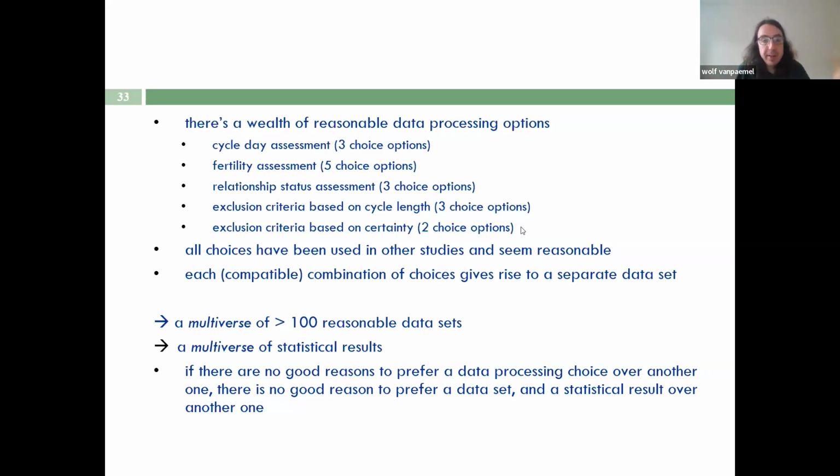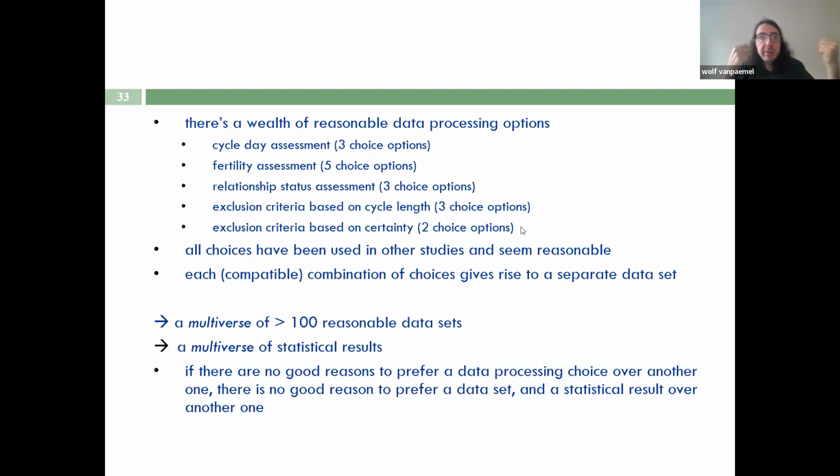For each cycle day assessment option, you can take one of those options for each of the other decisions you need to make. And all of them, I think, are reasonable, even if it's just because they've been used in other studies which have not been debunked. And each compatible choice gives rise to a separate data set. So we think we have only one data set, the raw data, but it's not. Lying in that one data set, we have more than 100 reasonable data sets that could have been made. So we have more than 100 statistical results.